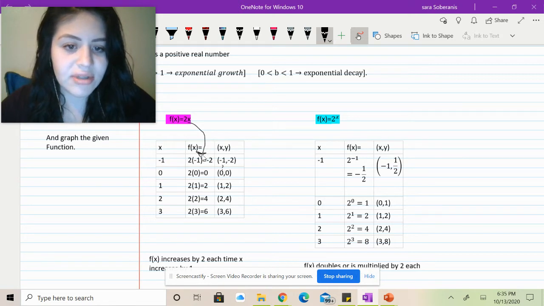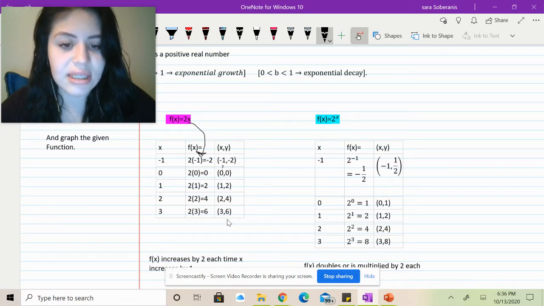So all I'm doing is I'm taking my input and plugging it into x. Therefore, 2 times -1 equals -2. 2 times 0 equals 0. 2 times 1 equals 2. 2 times 2 equals 4. And 2 times 3 equals 6.